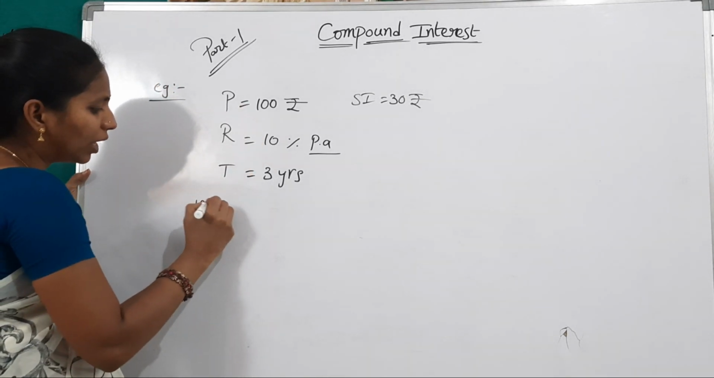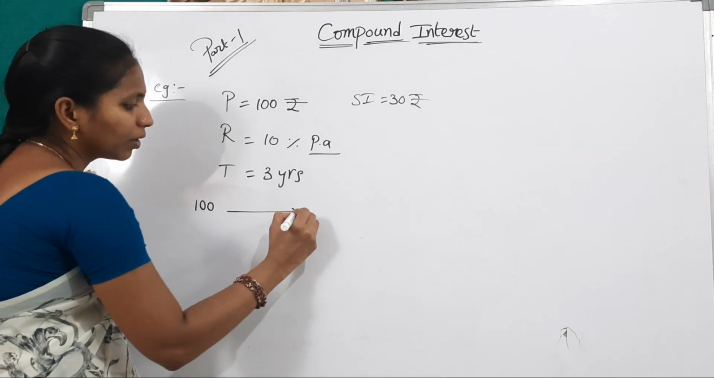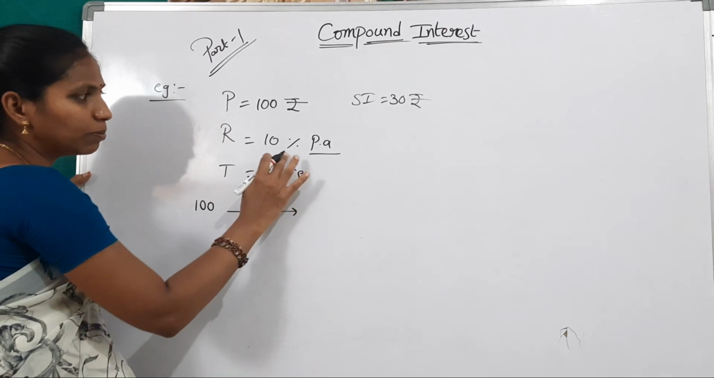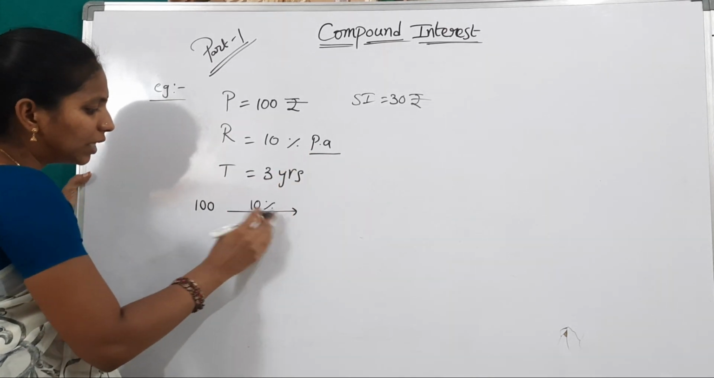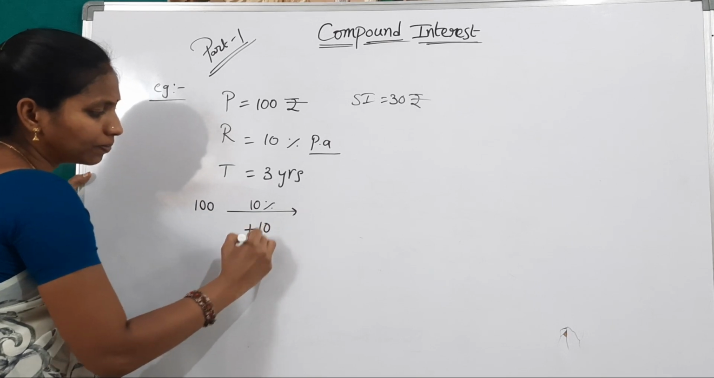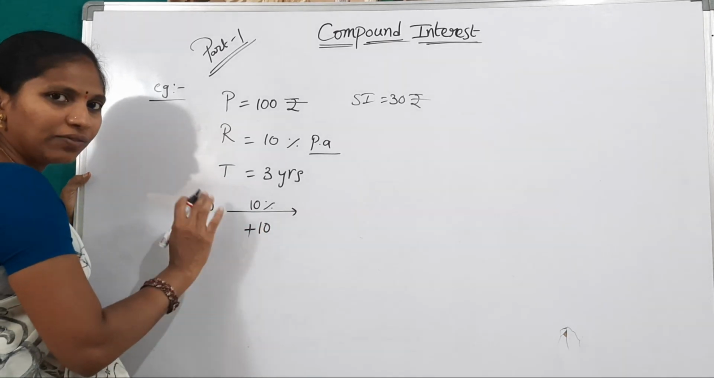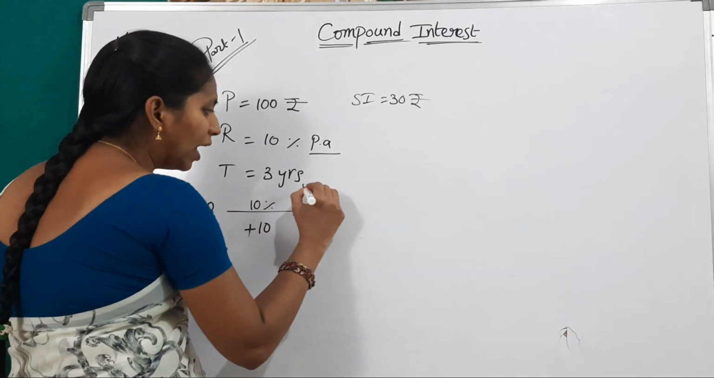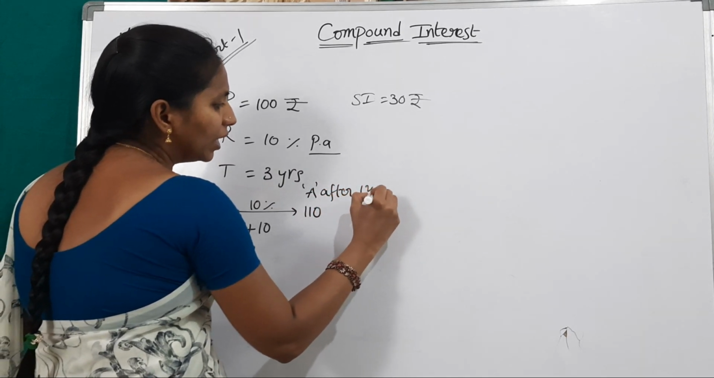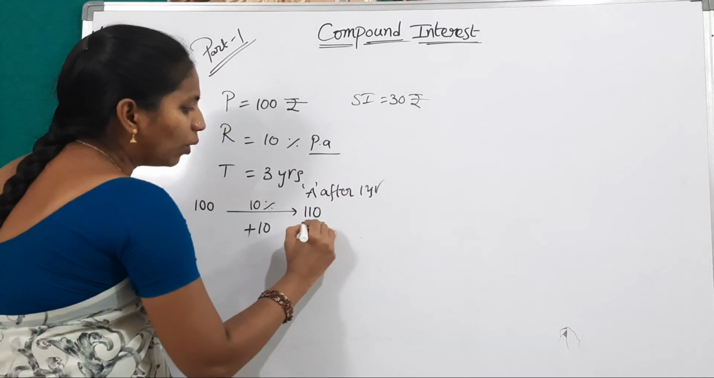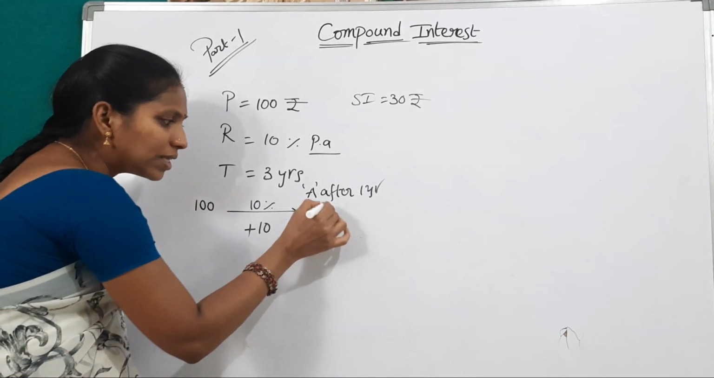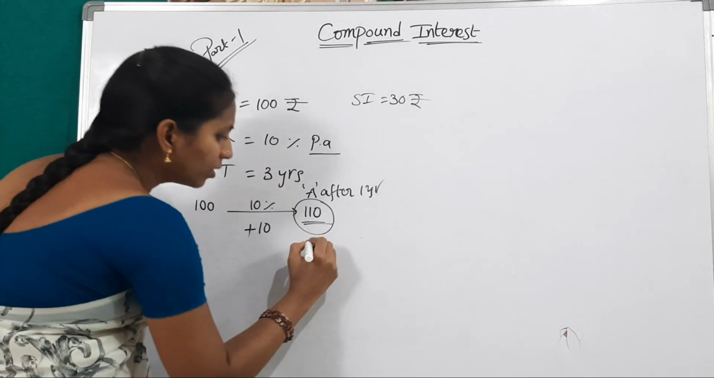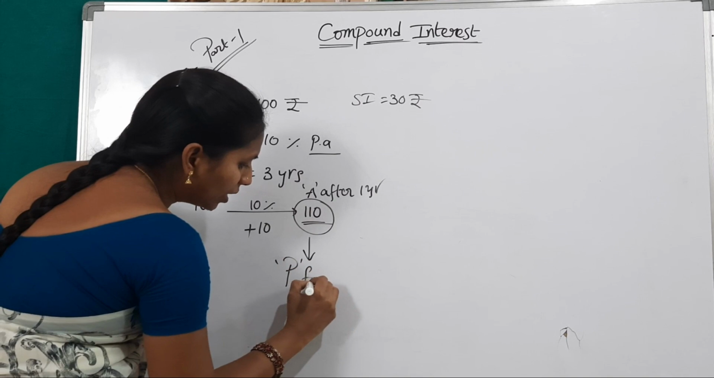Suppose the principal amount is 100 rupees. On this 100 rupees, calculate 10% because the rate of interest is 10% per annum. 10% of this 100 is 10 rupees. Add this 10 to this 100, then we get the amount. That is 110 rupees. This is the amount A after 1 year. Now in the case of compound interest, this is the amount after 1 year and the principal for the next year. This is the principal for the second year.